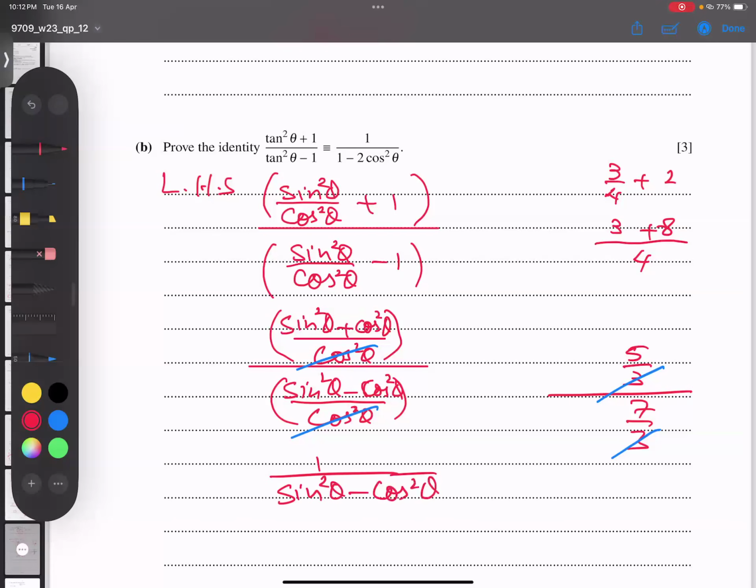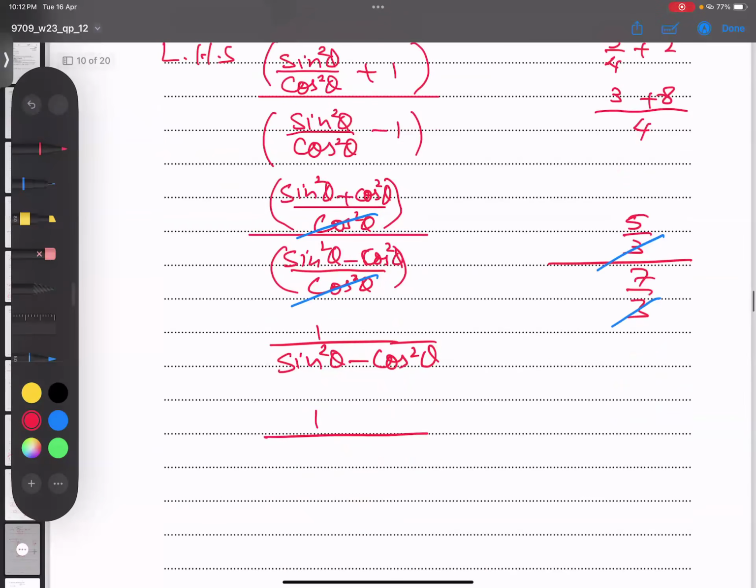But some students get stuck here, we need to prove this one. So see, cos square is available there, but sine square is not available there. So what is the sine square value? If you remember, sine square theta plus cos square theta is equal to 1. If I bring cos square to the other side, I can get 1 minus cos square. And this cos square already exists.